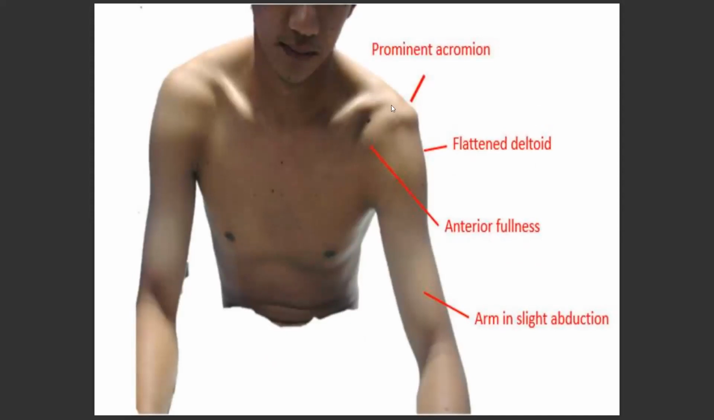We can see here this is actually that anterior fullness of the shoulder. If we see this on the right side, there is bulk of muscle on the deltoid, but here it is just a very flattened deltoid. Similarly, there will be prominence of the acromion, and the arm will be in slight abduction, as well as somewhat in a little bit of external rotation.